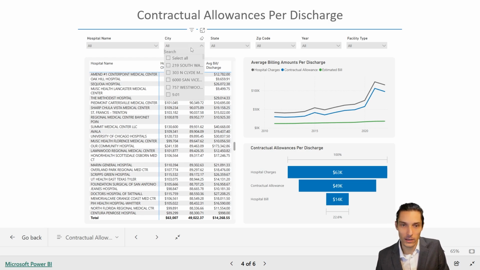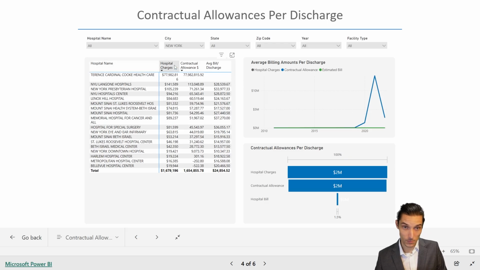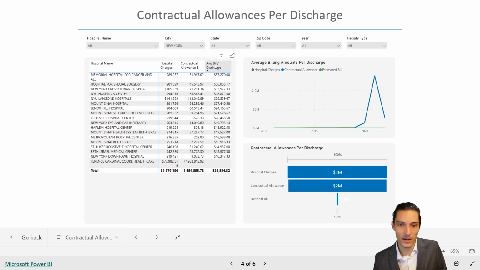And so you can literally go here. You can look at, let's say, New York. You can go to New York, look at all the hospitals, know what their total charges are on an aggregate level, what their contractual allowances are, and then their average bill per discharge. If you do this, for example, you can understand that Memorial Hospital for Cancer has the highest cost per discharge, or bill per discharge, that the insurance company and patient will pay. Likewise, you have New York Downtown Hospital, that's the lowest at $10,000 per discharge.